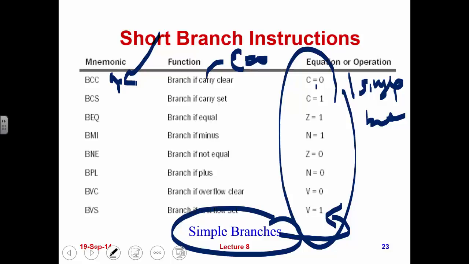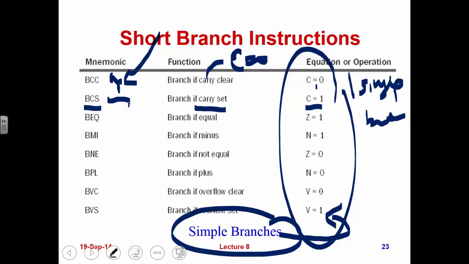So we have carry clear and carry set. Carry set means C is 1. If you have some number, the CPU will check the flag bit C. If it's 1, it will branch there. If it's not 1, it will not branch there.